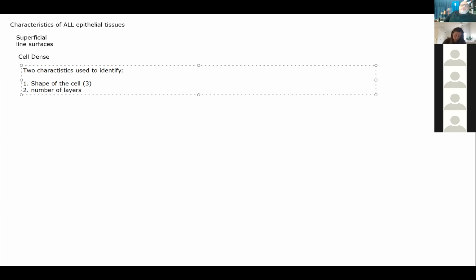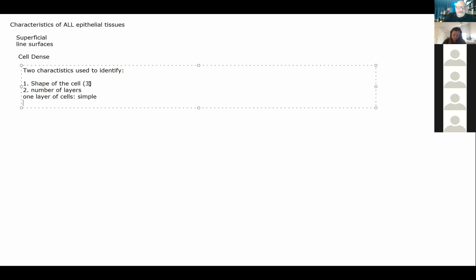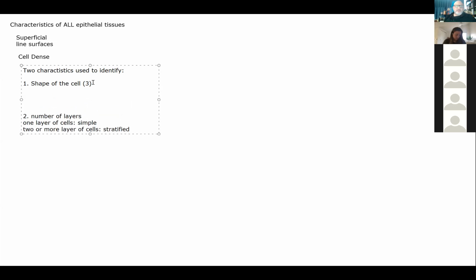Now, let's start with the number of layers first, because it's easy. If an epithelial tissue is comprised of one layer of cells, then we call it simple. If it is made of two or more layers of cells, then we call it stratified. There you go. Simple rule, easy breezy, lemon squeezy. Let's talk about the shapes then. As I mentioned, there are three shapes.